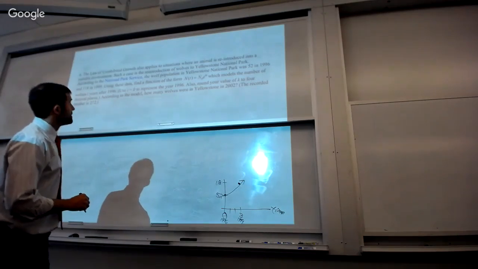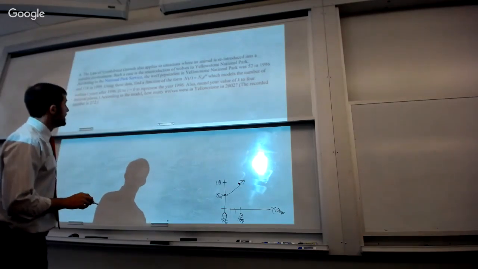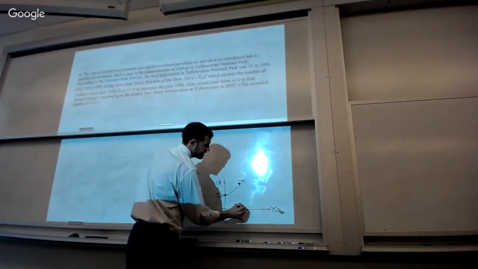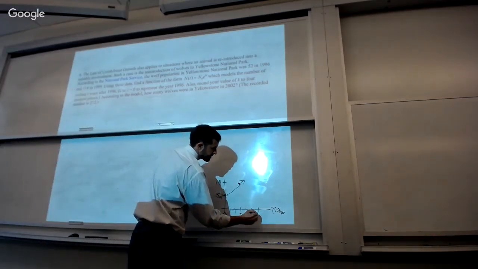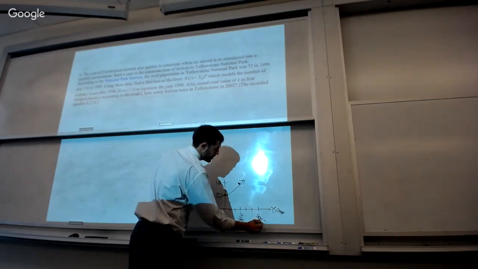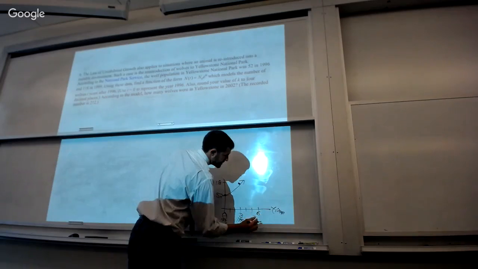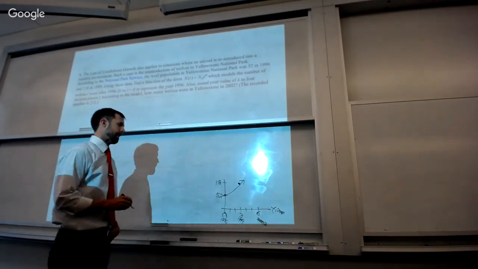What else do we need to know? Well, that's all we know. Later on, they say how many wolves were in Yellowstone in 2002. So that's year 2000, 2001, 2002, which is technically the number 3, 4, 5, 6. So later on, we're interested in a t-value of 6, which is the year 2002.